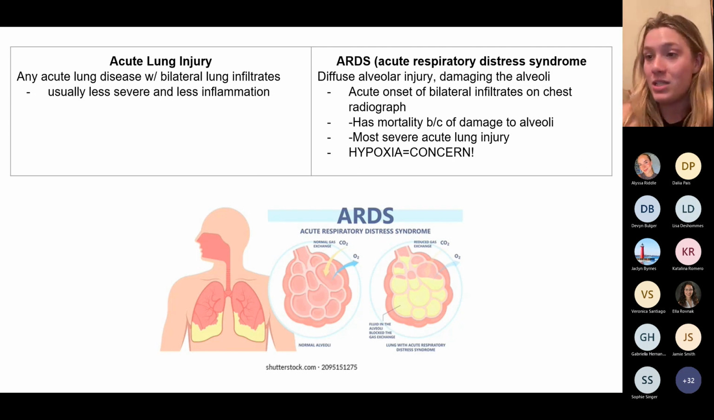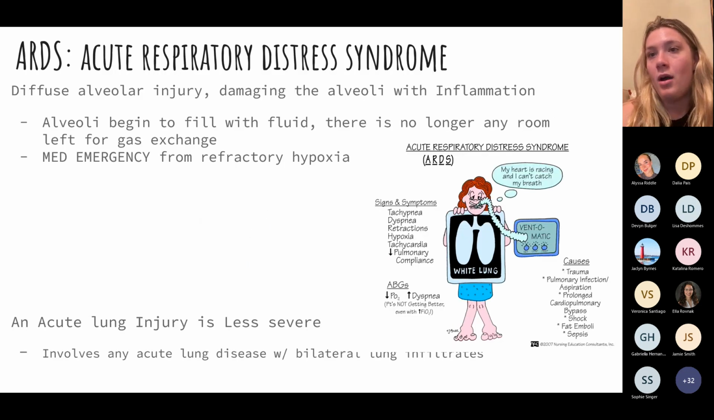So a patient in ARDS will need to be intubated because they are unable to keep oxygenation. And that's why we put them on a PEEP ventilator to try to pop open the alveoli. But this is a medical emergency. Again, I talked a lot about that refractory. What does refractory mean? It means that they're still going to have hypoxia no matter what intervention I do. Okay? Acute lung injury is just less severe. Okay?